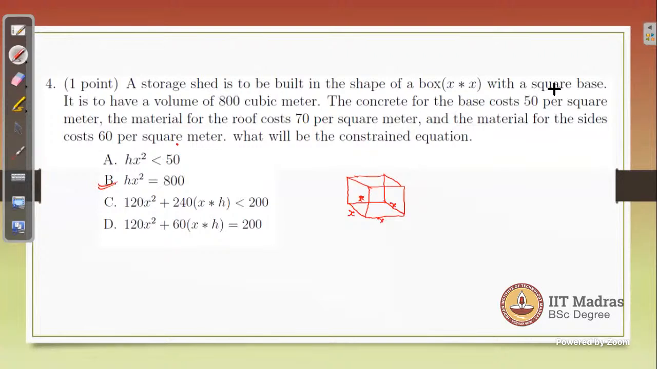So here the constraint is the volume, it has to be a volume of 800 cubic meter. Okay, so the volume is fixed. That can't be changed. So that is your constraint. You can't increase or decrease your volume. Here, x square is your length into breadth, and height is something we can assume as h. Okay, x square h equals 800.